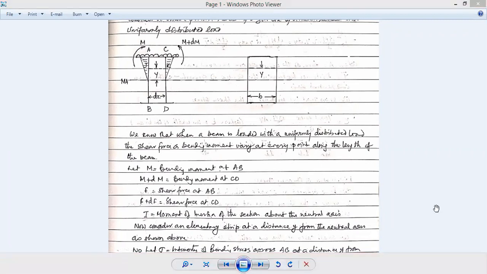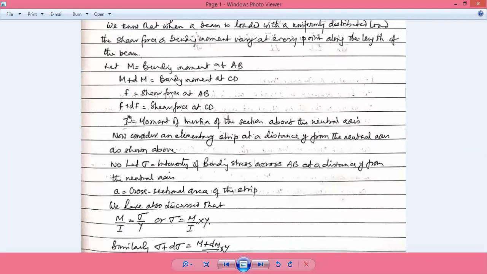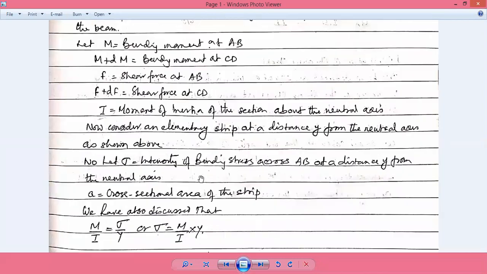Now bending moment. Now I is the moment of inertia of the section about the neutral axis. Now consider an elementary strip at a distance y from the neutral axis as shown above. This is shown here, where the neutral axis is written as NA, and we are considering a strip at a distance y from the neutral axis itself.